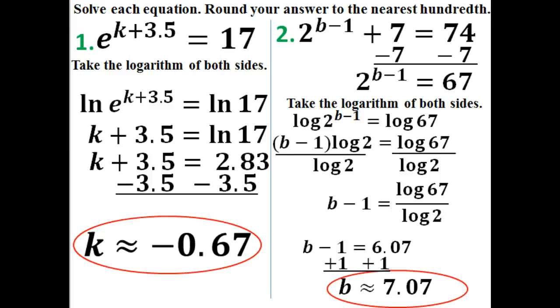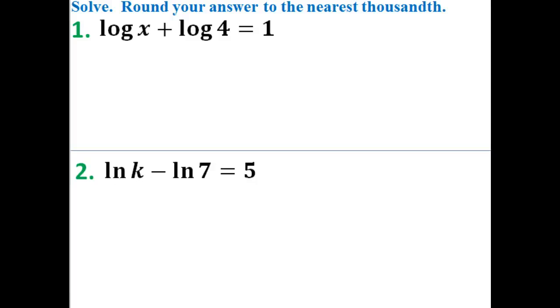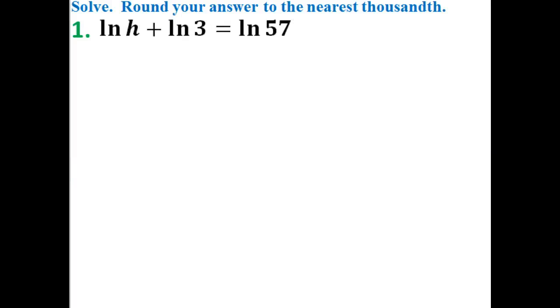Now I want to kind of switch gears a little bit and go back in and do another problem here. With this particular one, we want to condense the ones on the left-hand side. So these both have a log base e, ln, natural log, if you will. And its addition here means we're going to combine them by multiplying these two together. This is going to be 3 times h. So 3 times h, that one will simplify to ln 3h is equal to ln 57.